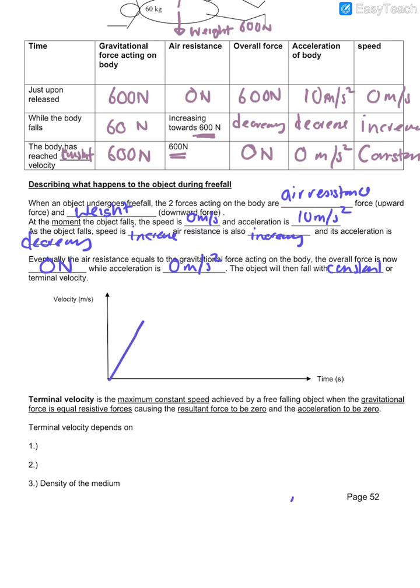Is it a straight line like that, or is it like that? Which one do you think is the answer? Right, it's the second one. Why? Decreasing acceleration. Yes, very good. So it looks like this. Acceleration is decreasing because the air resistance is increasing. Then after that, terminal velocity. Okay? Good.